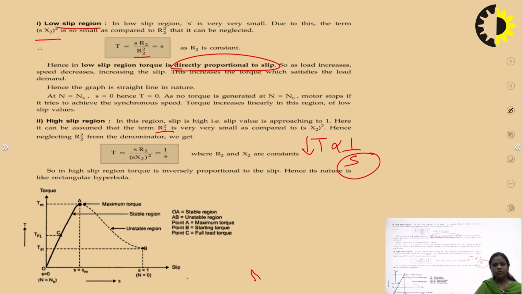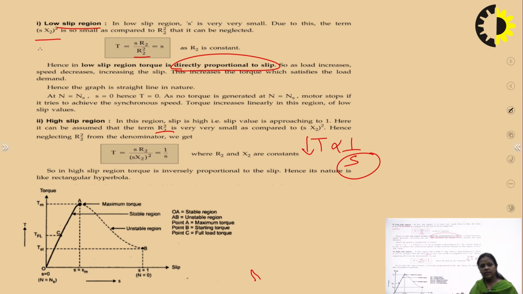So, the same load will act as an extra load, and again the torque will decrease and the motor will stop. So, the motor never operates in this high slip region. This is called the unstable region. The motor always operates in the low slip region, and that is called the stable region.